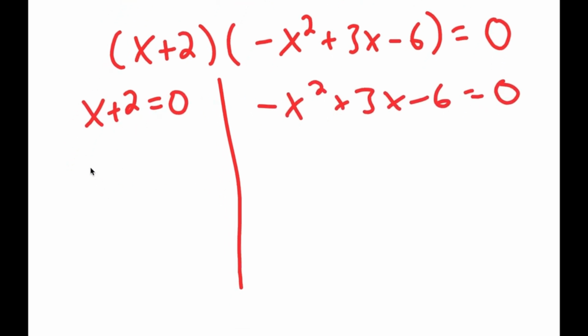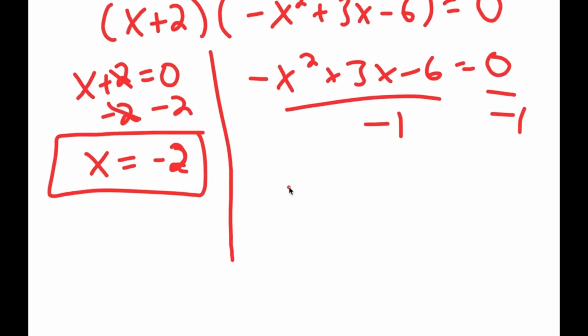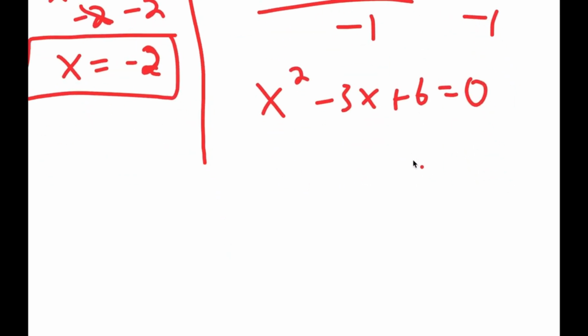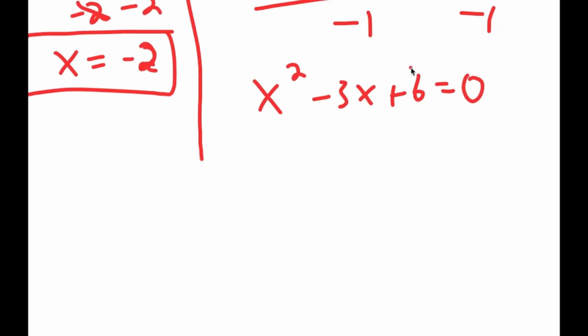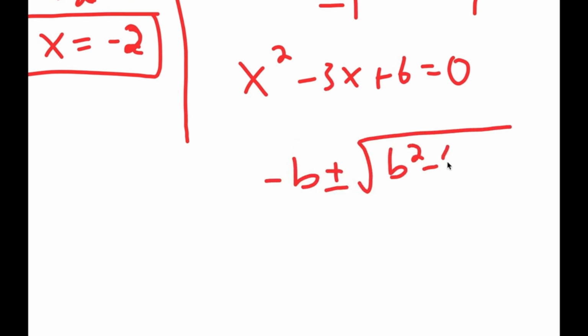So for x plus 2 equals 0, I can subtract 2 on both sides, and I get x is equal to negative 2. Now for negative x squared plus 3x minus 6 is equal to 0, I can divide both sides by negative 1. So I get x squared minus 3x plus 6 is equal to 0. So now to solve this quadratic equation, I can use the quadratic formula, which is negative b plus or minus the square root of b squared minus 4ac, all over 2a.